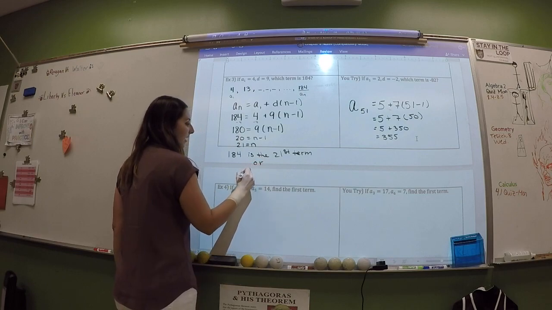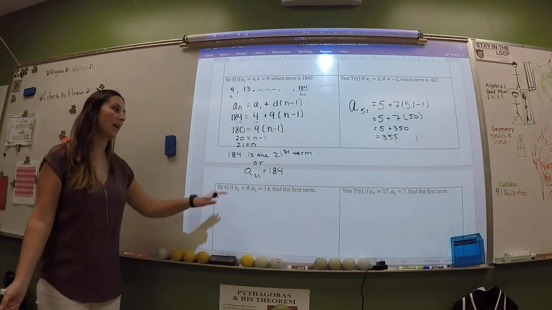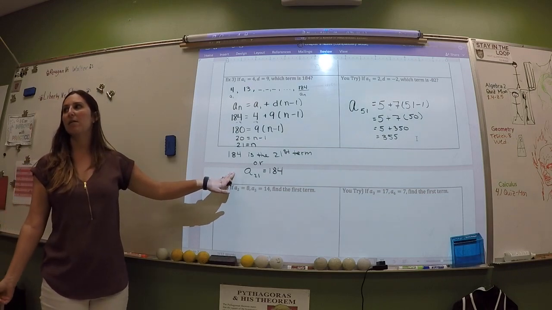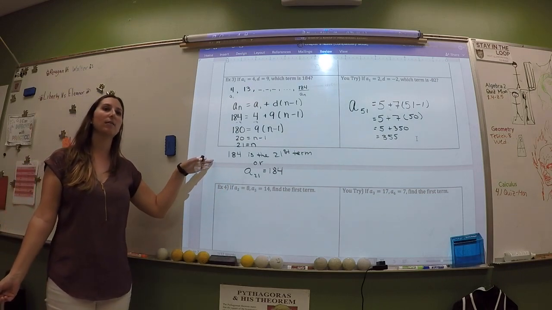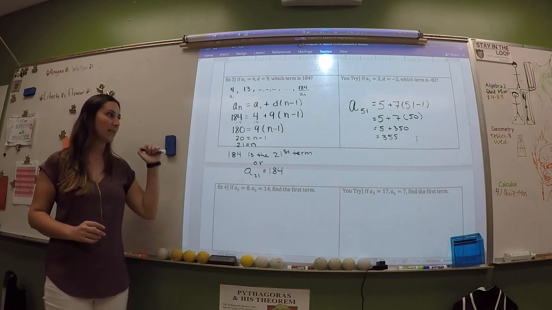Or A sub 21 is 184. Does it matter which way we write it? This is the math symbol way, and this is the English math word way. But basically it's the same idea.